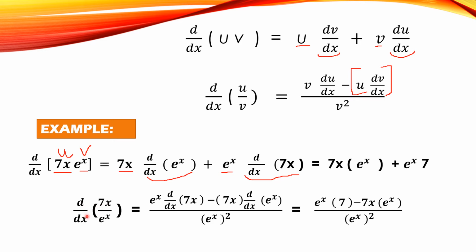What does this say? d by dx of 7x upon e power x. As I told you, this 7x is u and e power x is v. So you put a main big LCM here. In the denominator, you will write v square, that means e^x whole power 2.